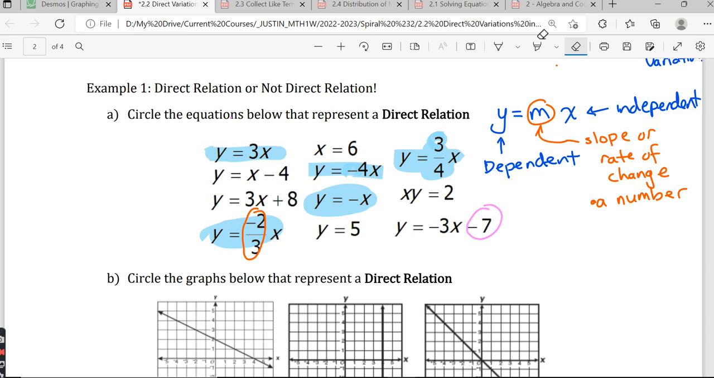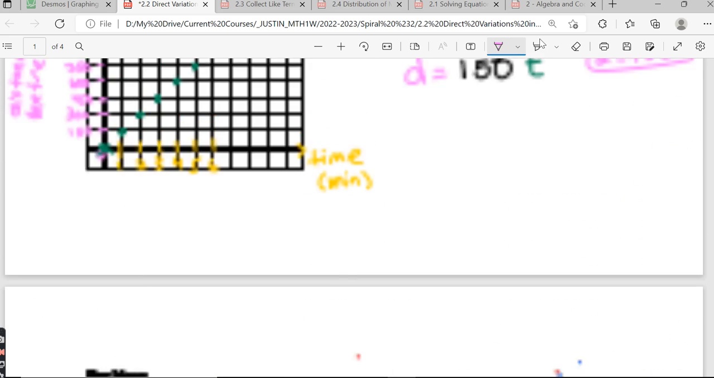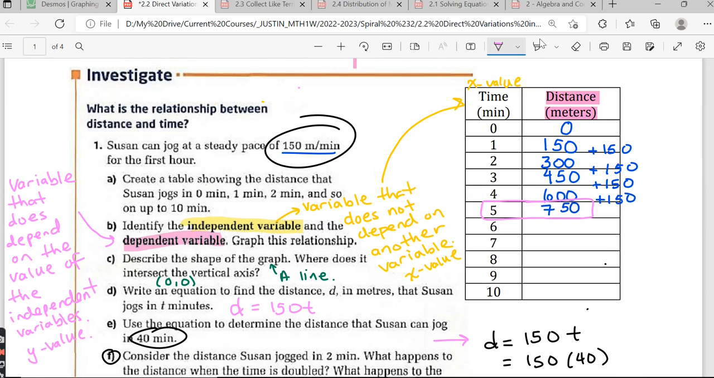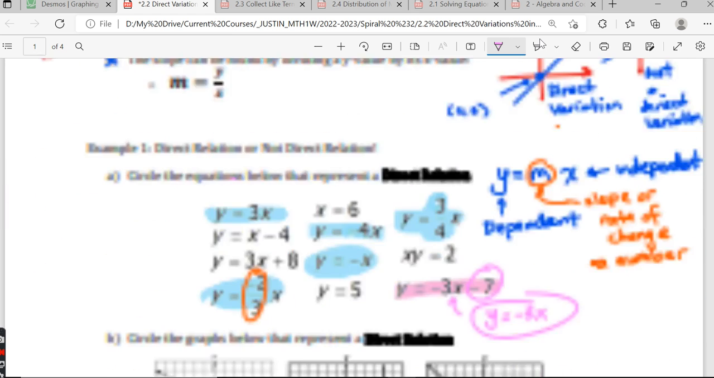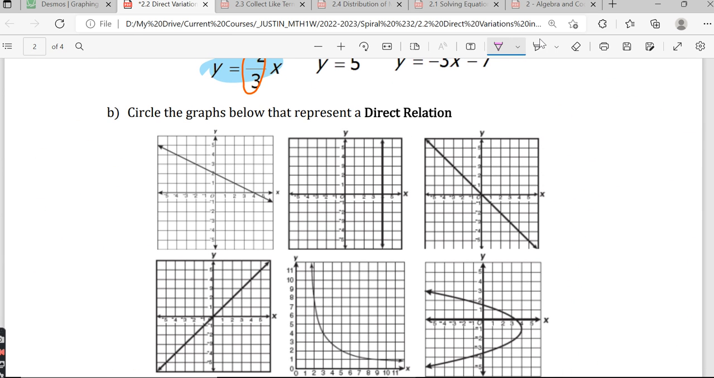Okay, let me just erase this. Okay, let's look at B. Circle the graphs below that represent direct variation. So if we're looking at graphs, we just need to see if it passes through 0, 0. In this case, does it pass through 0, 0? No. Not direct variation.